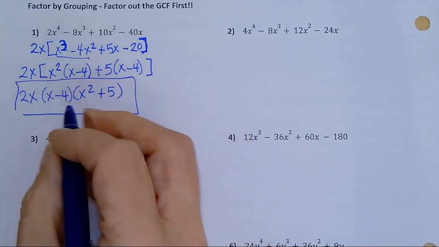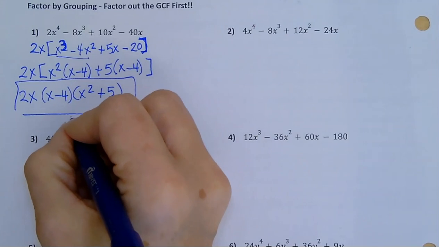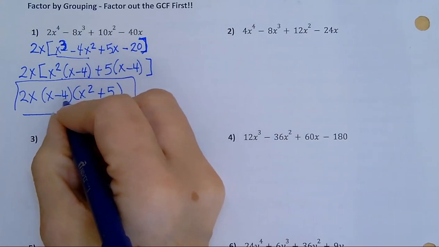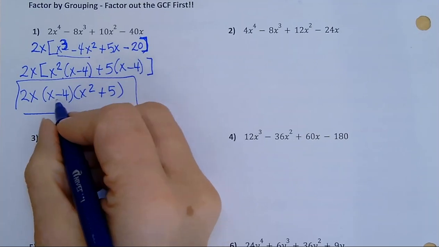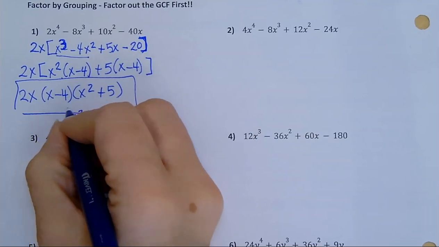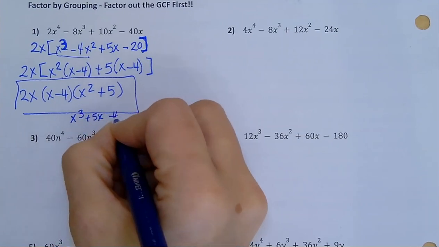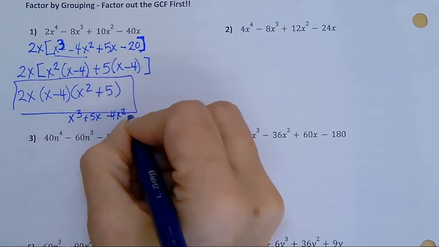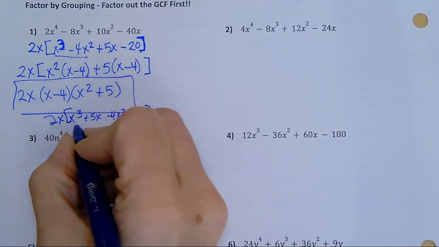All right, remember when you check, you're going to do your x times x squared. You're going to do that trinomial first. So I have the binomials that are going to become a trinomial. X times x squared is x cubed. Outer is going to be 5x. Inner is negative 4x squared. Last is negative 20. And of course, I need to still multiply that all by 2x.